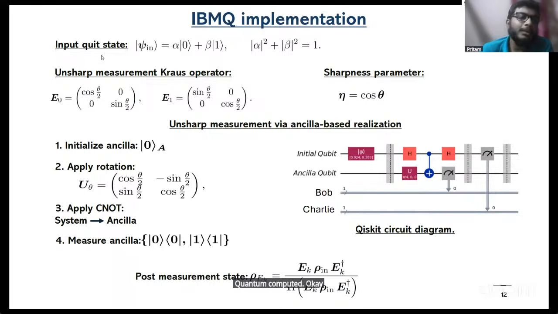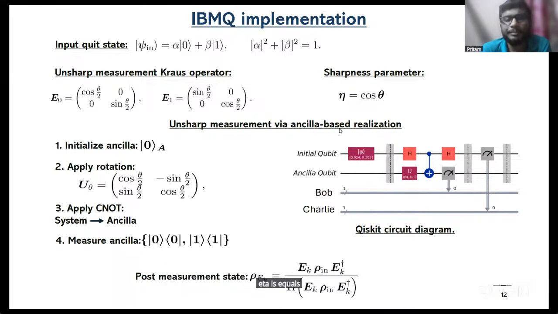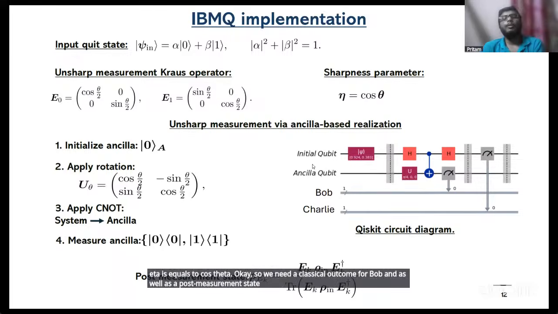If we have an input quantum state like this, alpha 0 plus beta 1, we try to implement this unsharp measurement Kraus operator. Here is a tuning parameter theta, and theta is related to eta like this: eta equals cos theta. We need a classical outcome for Bob as well as a post-measurement state. But in the IBM quantum computer, we can only perform sharp measurement. So we choose two qubits initially. The first one is our initial state and the other one is our ancilla qubit.